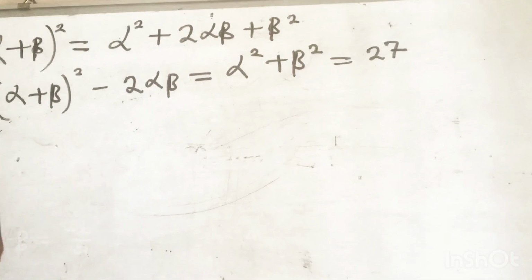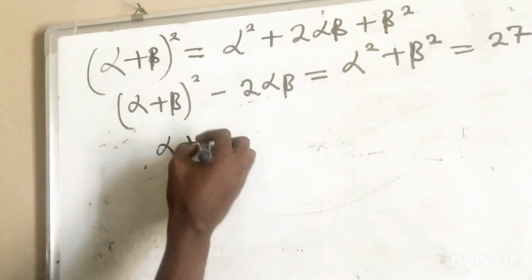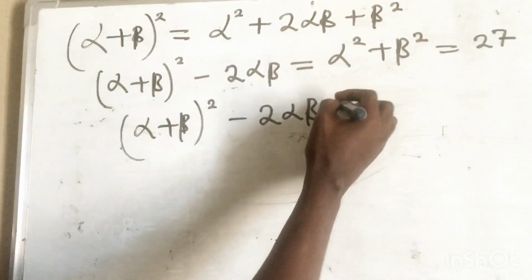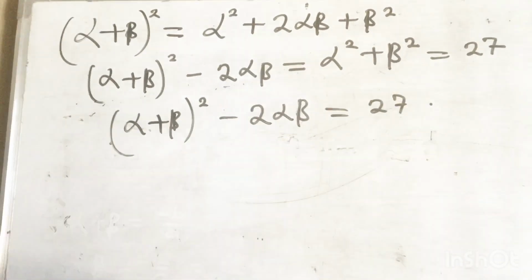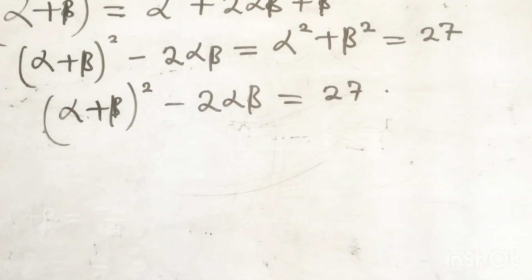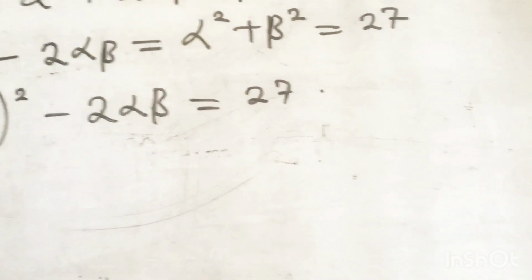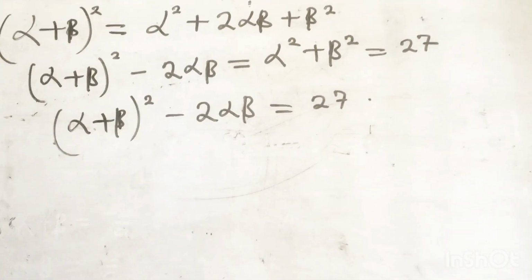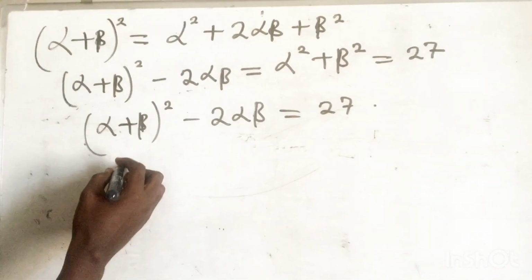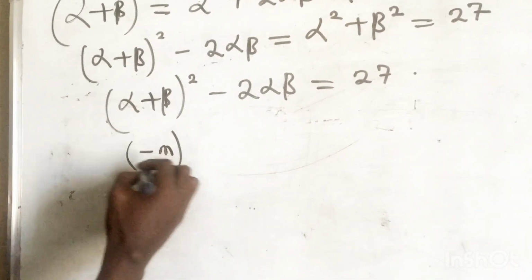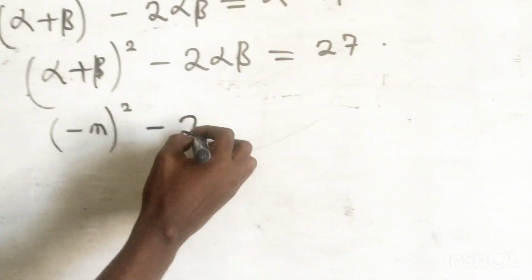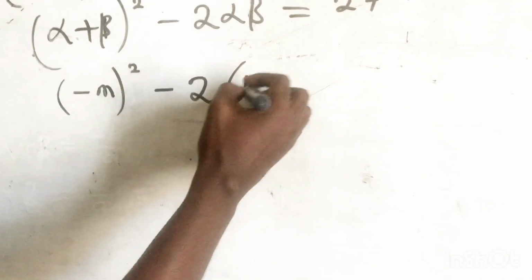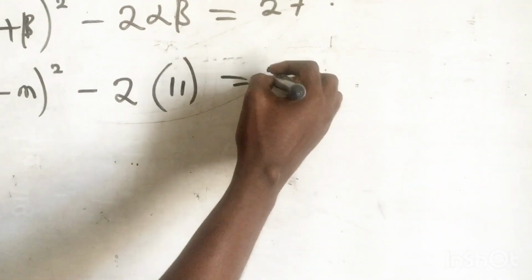So alpha plus beta all squared minus 2 alpha beta equals 27. Now, what's our value for alpha plus beta? Alpha plus beta equals minus m. So we have minus m squared minus 2 into bracket our alpha beta, which is c over a, which is 11, and that equals 27.